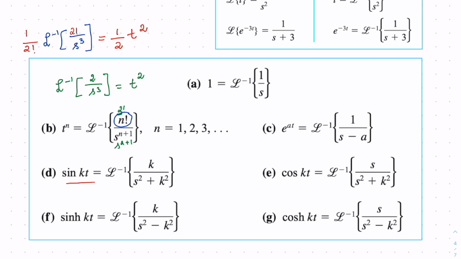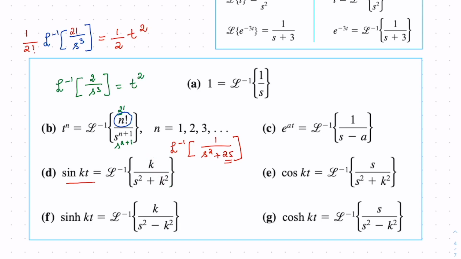For example, if I ask you what is the Laplace inverse of, let's just say, 1 over s squared plus 25. I have a 25. The numerator is supposed to be a 5, but I don't have a 5 over there. We're supposed to have a 5 there, right? To plug this into the formula, because it's a k. This is the k squared and this is the k, right? And we don't have that.